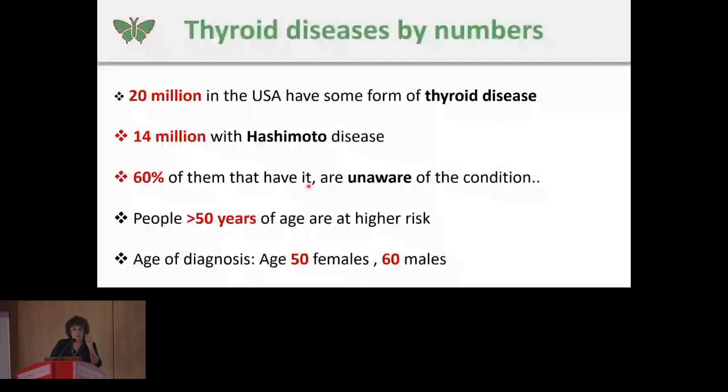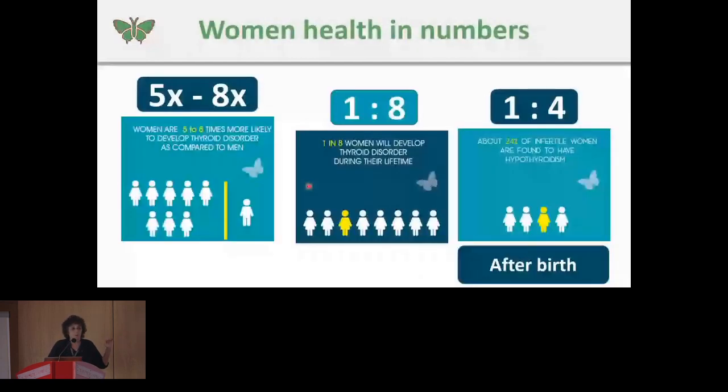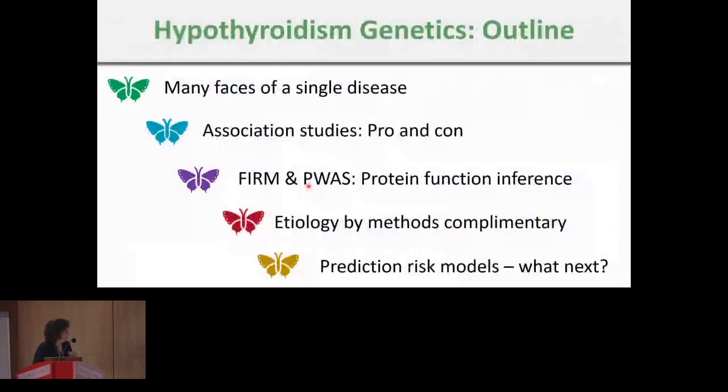I want to touch on the women aspect of the disease because the probability of having this disease in women is 5 to 8 times more than men, which is quite extreme. 1 of 8 women will have this disease throughout their life. And about 25% of women that have fertility issues, it is because of this. So this is much more prevalent and important from a public health issue, of course. Okay, so now that we know this, let's go and understand what the association study can help us with.